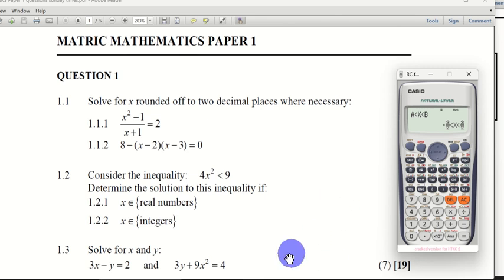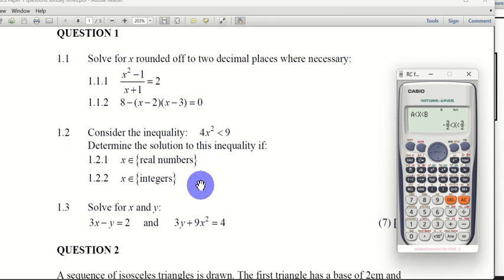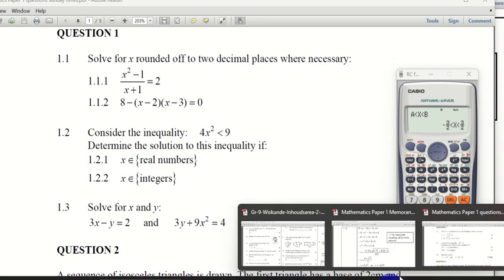Now, guys and girls, with this calculator, with power comes what? With great power comes great responsibility. So you now have the responsibility to go exercise this. Okay? Let's look at how the memo is set up for this question.